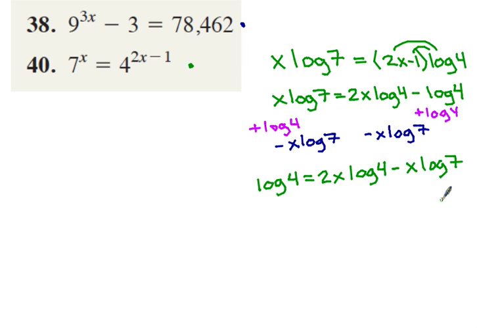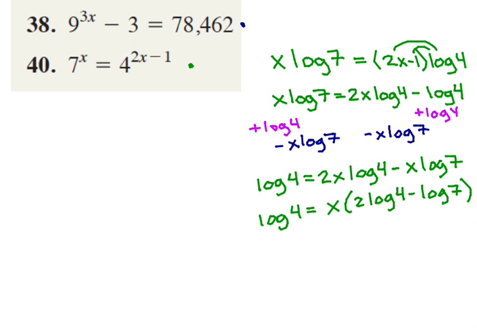Here you're going to notice you actually have a common term. You have an x in this one, you have an x in this one. Just like we've done in the past, you can factor that out. So we have log 4 equals x times (2 log 4 minus log 7). So all we did was we factored out that x from both of these logs. There's two terms, the common term is x, and we'll factor the common term out.